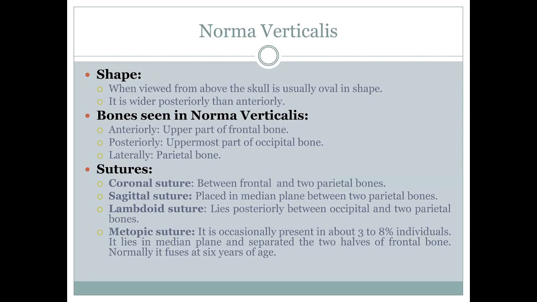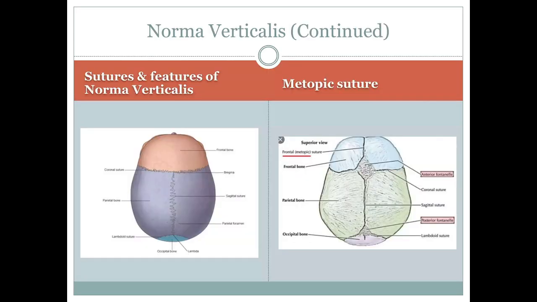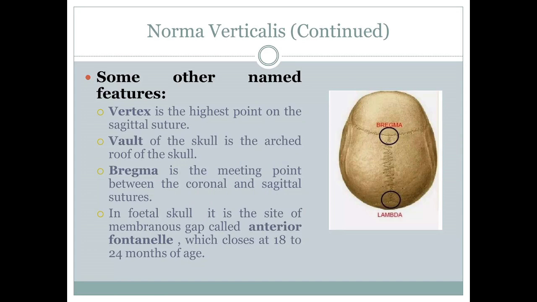Then the metopic suture. It is occasionally present in about 3 to 8% of individuals. It lies in the median plane and separates the two halves of the frontal bone. Normally it fuses at 6 years of age. The metopic suture is present in the frontal bone, and it fuses at the age of 6 years.